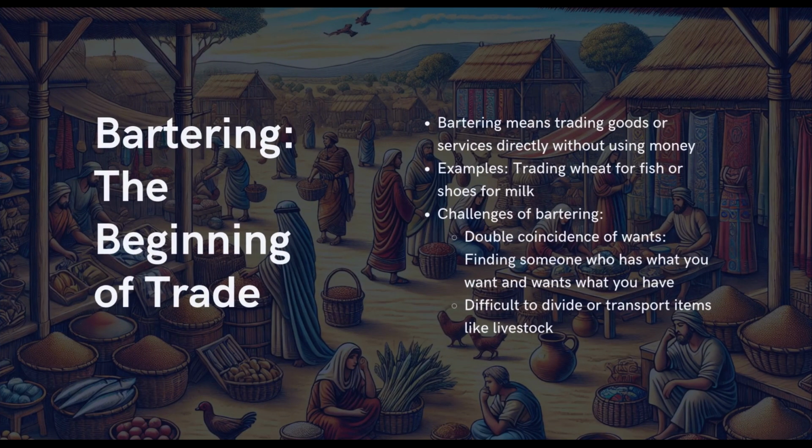Long before money ever existed, people relied on bartering to trade. Bartering is the direct exchange of goods and services. For example, a farmer might trade their wheat with a fisherman in exchange for fish, or a shoemaker might repair someone's shoes in exchange for milk or eggs. Bartering worked well in small communities where people knew each other, but it had big problems.